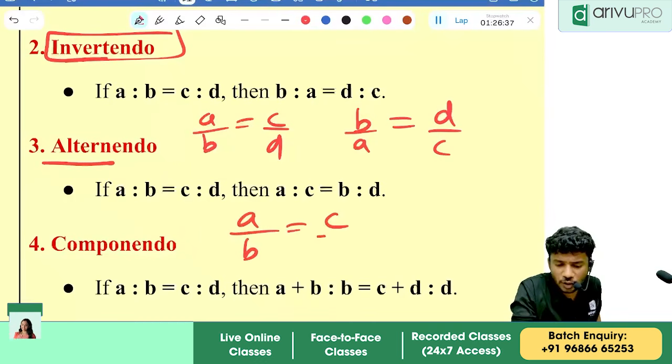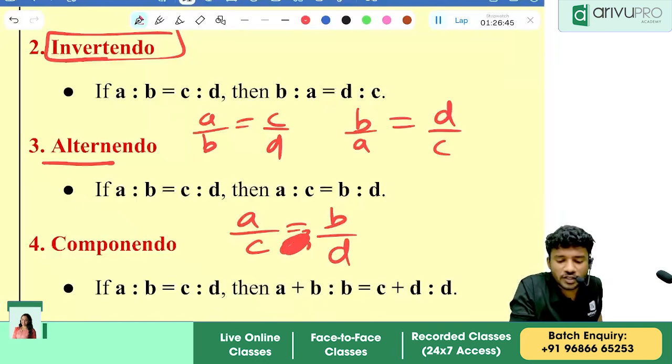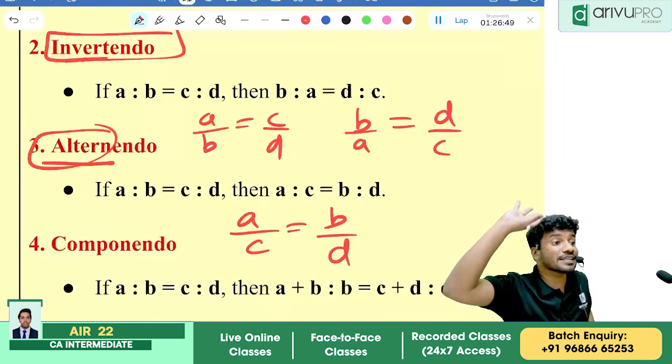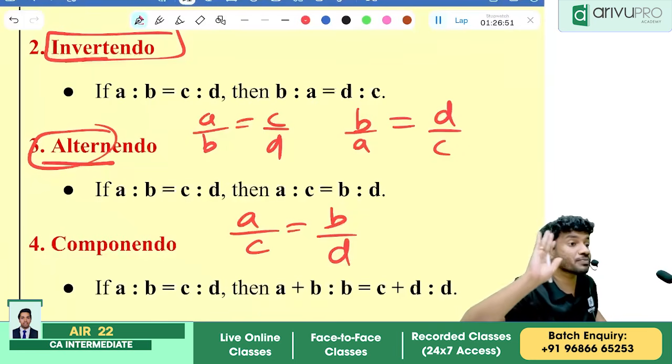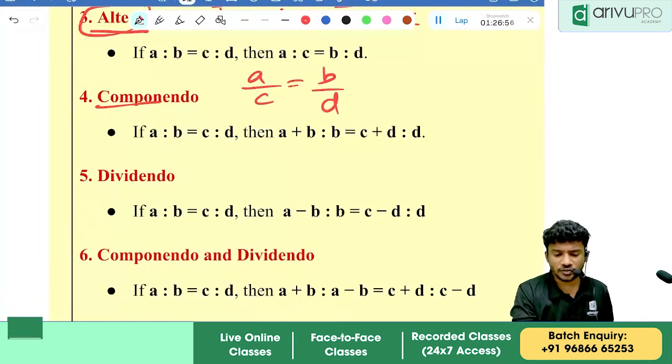Then alternando. Alternando, I'll show you. A by B is equal to C by D. If I am altering the diagonals, that means I will write B over here and C over here. Then it is called what? Alternando. Remember, I am changing the diagonal elements. That is called alternando.